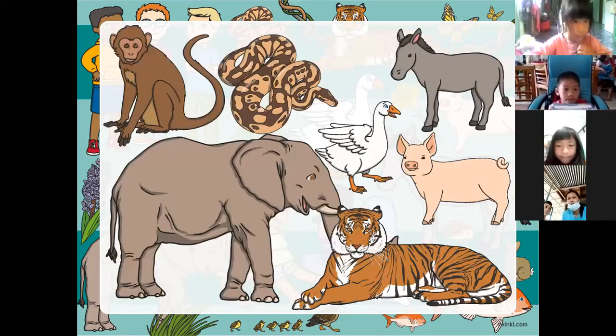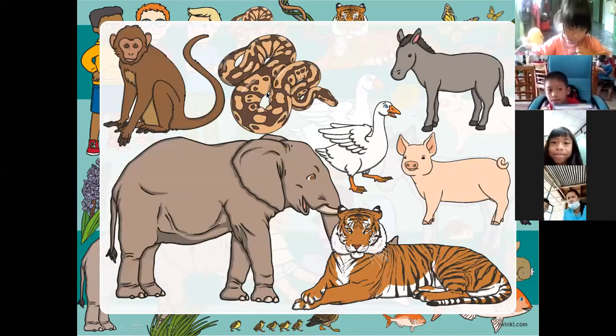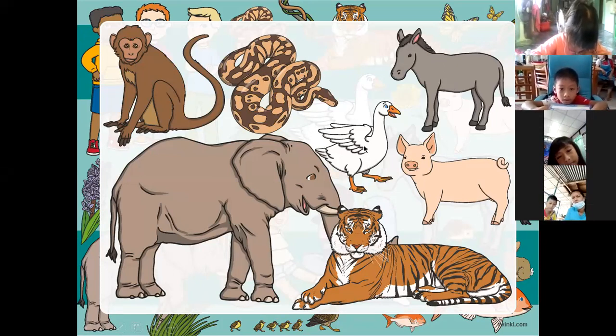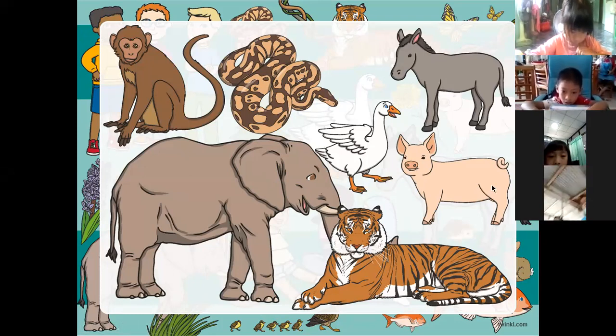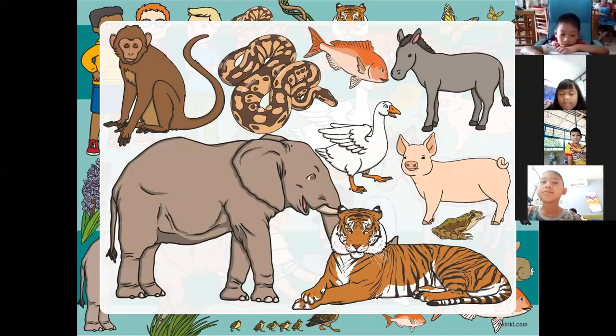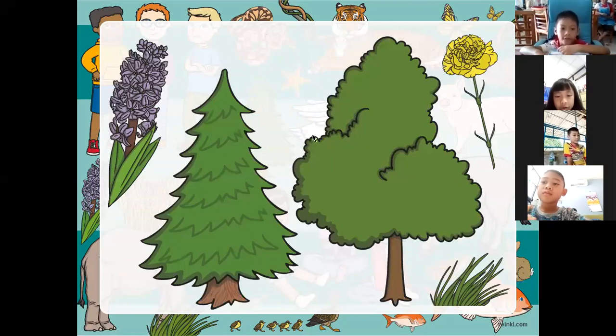So we have the animals. We have the monkey. We have this one. What is this again? Snake. This one. Horse. This one. Duck. This one. Elephant. How about this? Tiger. How about this? Okay, so these are the examples of living things which are animals. Oh, we have also the fish and the frog.